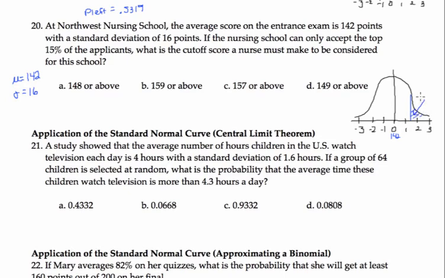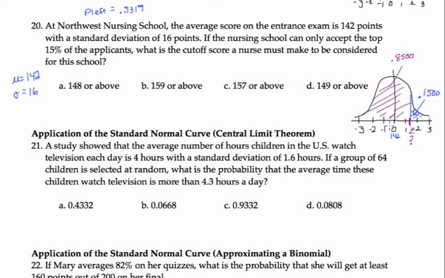So that would be 0.1600. No, sorry, 15% I want. So then this area, the area to the left, which is what my table shows, is going to be 0.8500. So I want to know, what is this z-score? What is that z-score that has 85% of the data to the left of it?